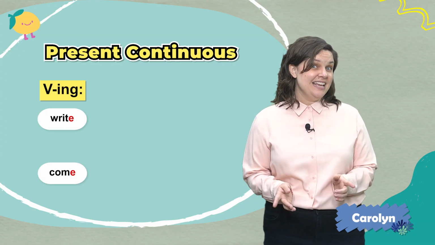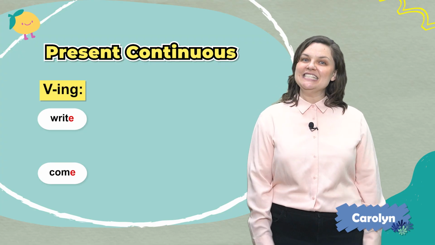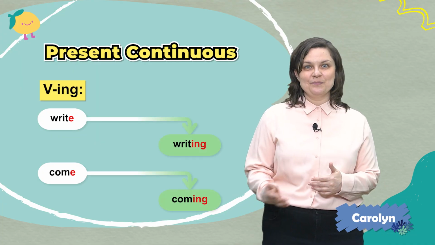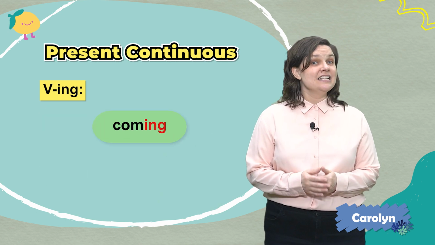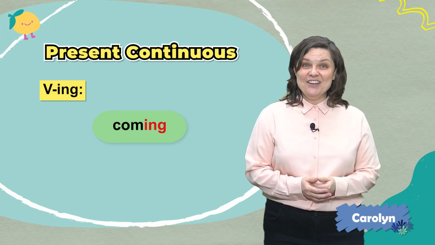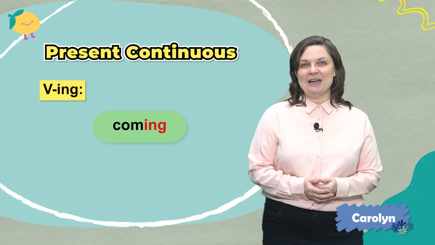Think of the verbs write and come. They both end in E. So the present continuous form of these verbs becomes writing and coming. Let's spell coming. C-O-M-I-N-G. And that's how you add your ing with your spelling.